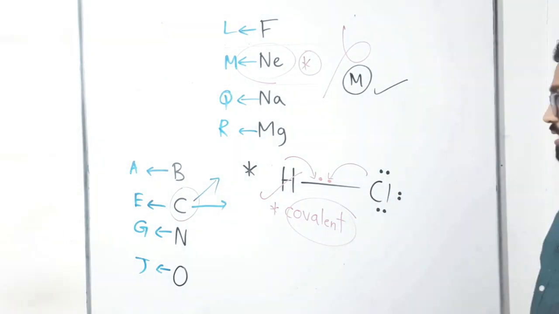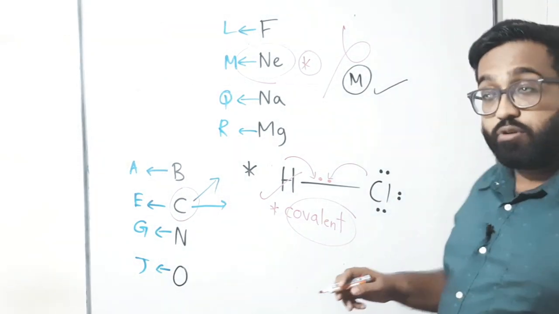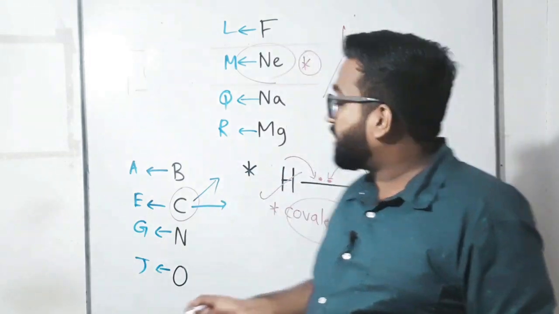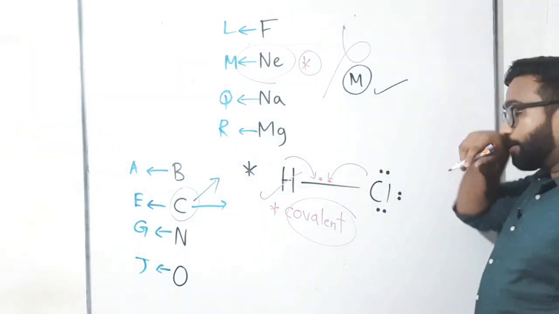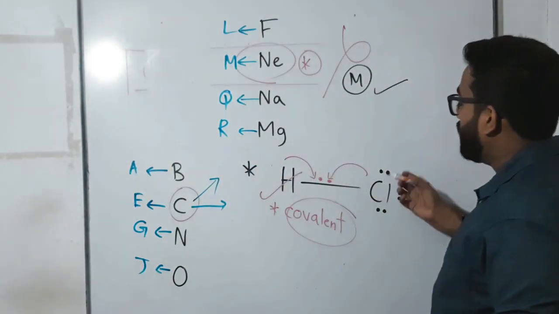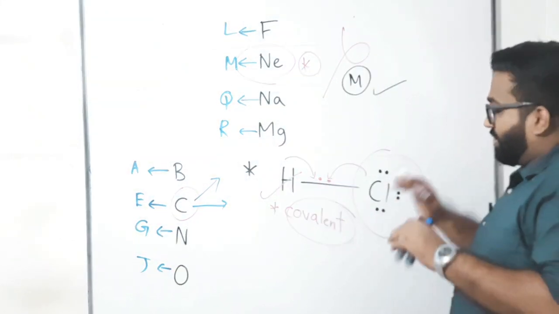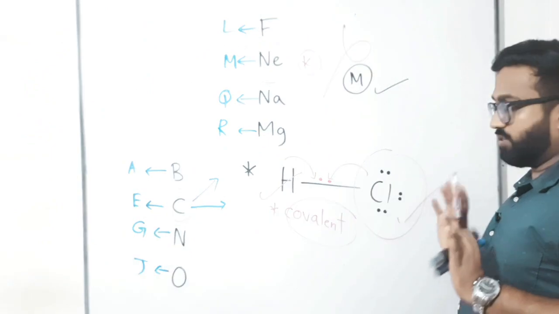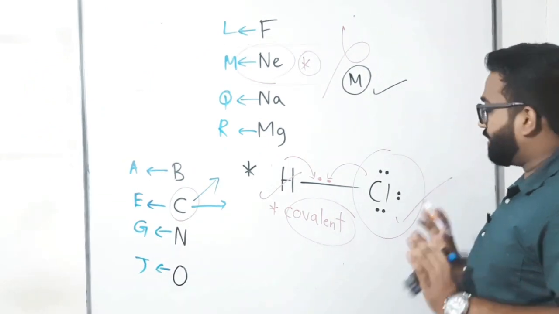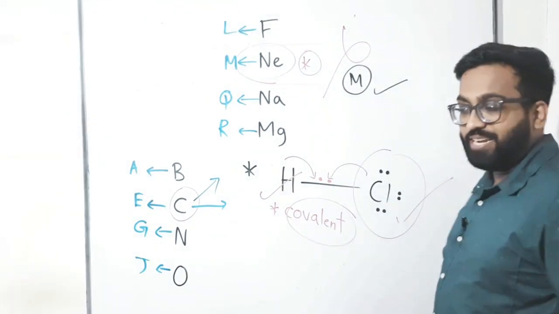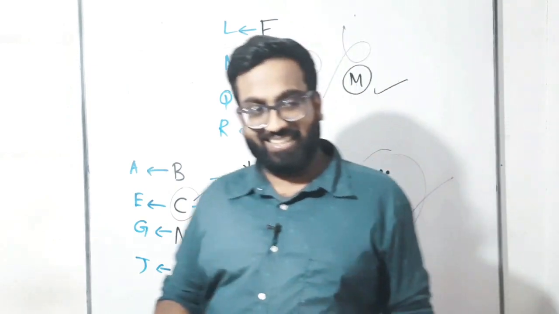Think about chlorine here. Chlorine has 7 electrons and is waiting for 1 electron. So what happens? It takes hydrogen's electron and shares electrons. Now its energy level is also completed with 8 electrons. Now it is also satisfied because the final energy level is completed with 8 electrons. So both are satisfied here. Now we are also satisfied here, right?